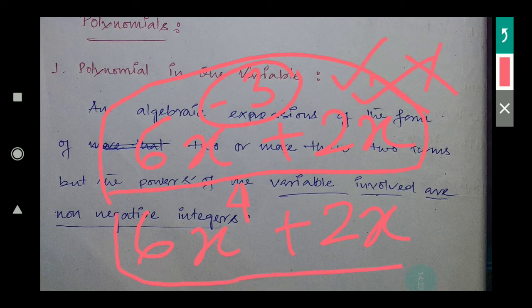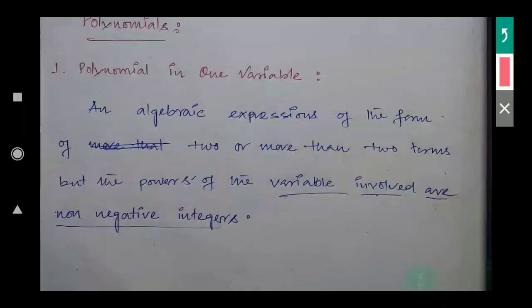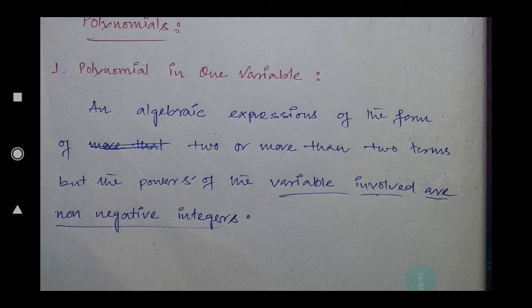And this one, 6x power 4 plus 2x, is a polynomial as well as a multinomial. So we will call it a polynomial. So the difference between polynomial and multinomial is that, in a polynomial, the powers of the variables are non-negative integers. These powers can't be negative. Powers of what? Powers of variables, not constants. Okay.